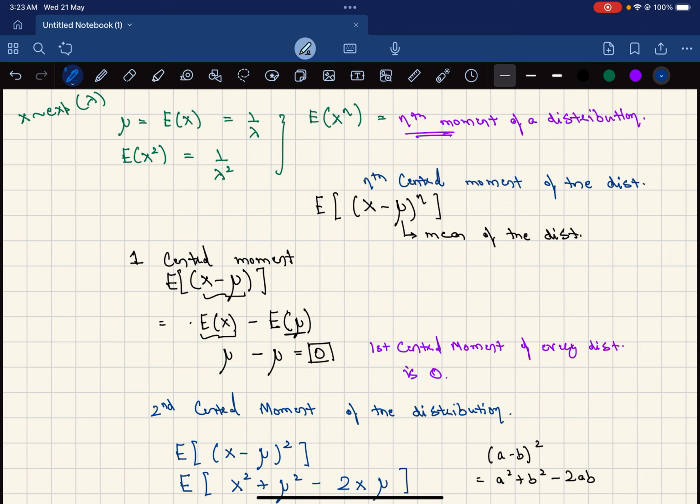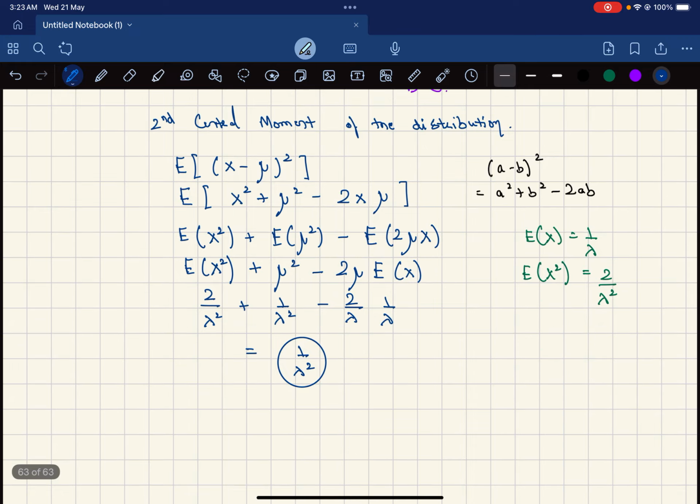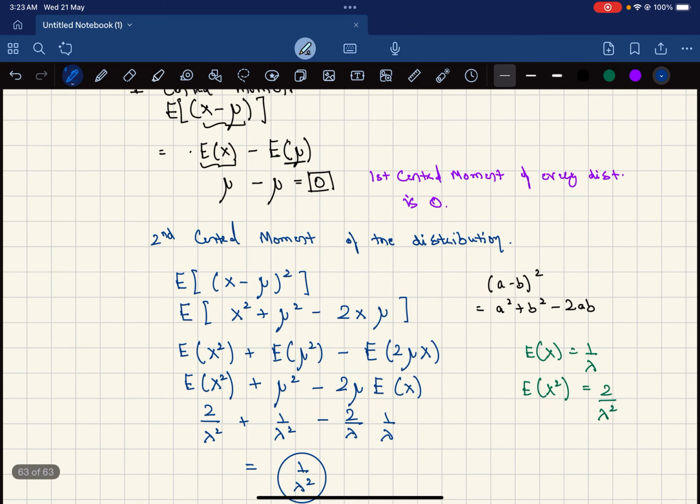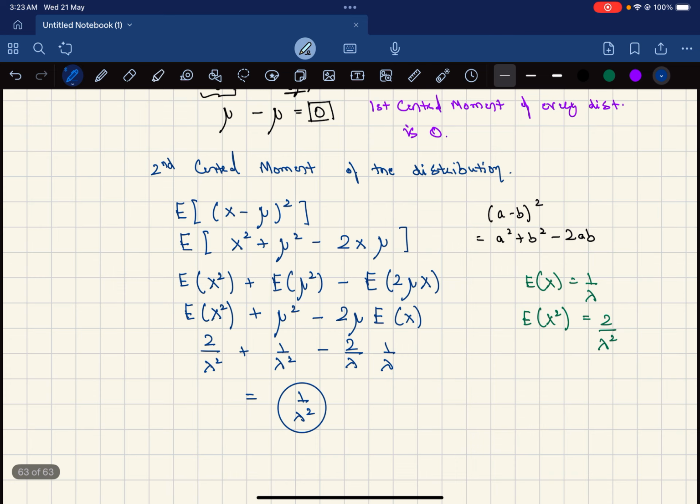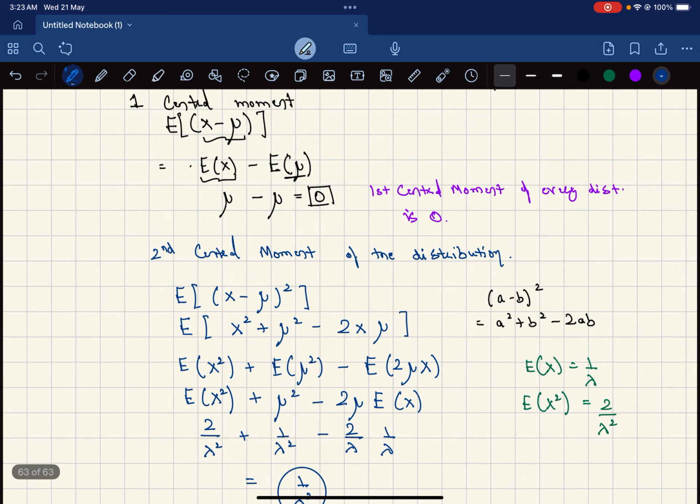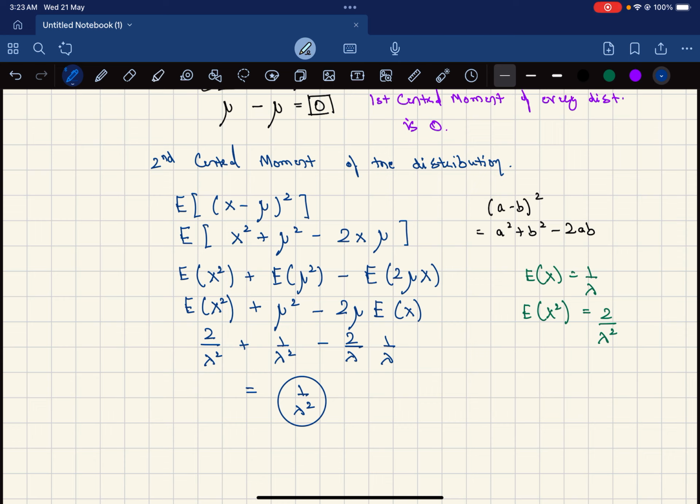After that, we looked at the difference between nth moments and nth central moments of the distribution, and we derived the first and the second central moment for an exponential distribution. So we saw that the first central moment for every distribution is 0, while we were able to get the second central moment of the exponential distribution as 1 upon lambda square. So this is it from this particular session. We'll be using this nth central moment theory in the next session, when we are looking at some higher moments of the distribution which are relevant for an exponential distribution and many other distributions in general.